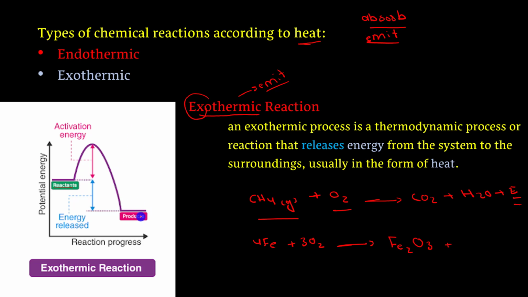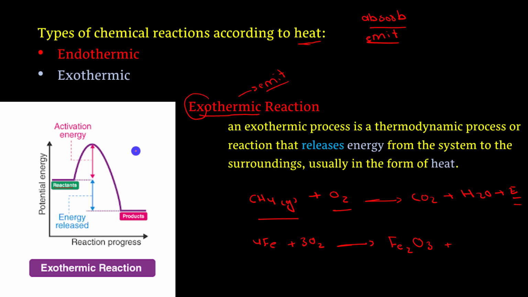So the product doesn't have that kind of energy like the reactants had, because they released energy. As they release the energy, the product is not as energetic as the reactants, because the reactants release energy to the surroundings. These kinds of reactions are called exothermic reactions.